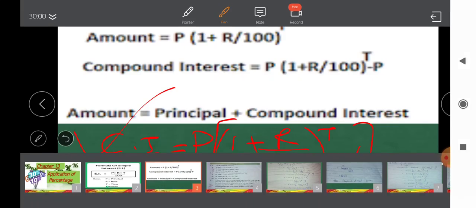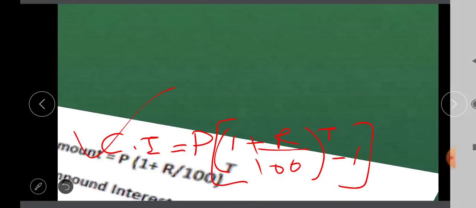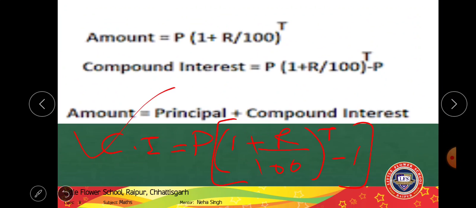And if principal and compound interest are given, to find the value of amount, what will you do? Amount will be equal to principal plus compound interest. If we add the principal and compound interest, we will get the amount, right? So only these three formulas are the basic ones. Now we'll be starting with the questions.